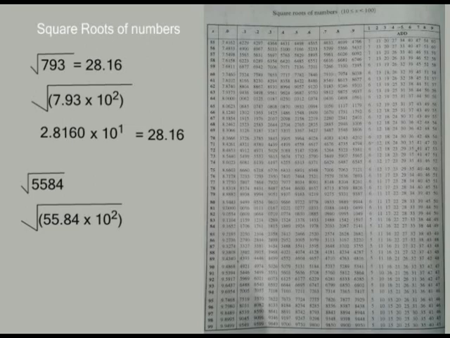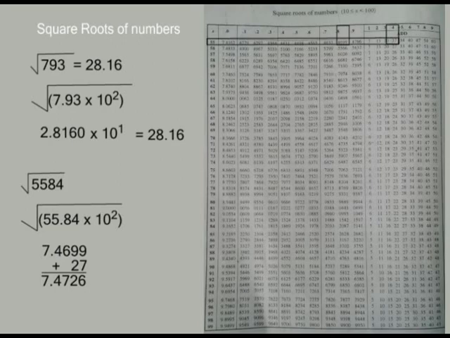Square root of 55.84, 55 is here, coinciding with 8 here. We have 7.4699. Next, the add column coincides with 4 here. We have 27, and so we add it here. So we shall have 7.4726. Square root of 10 raised to power 2 is 10 raised to power 1, and so we shall have 7.4726 times 10 raised to power 1, or simply 74.726.